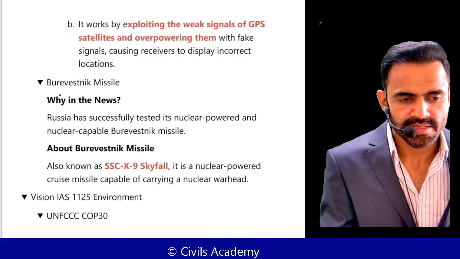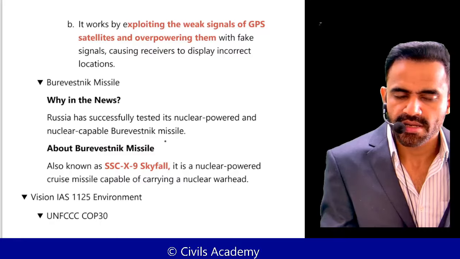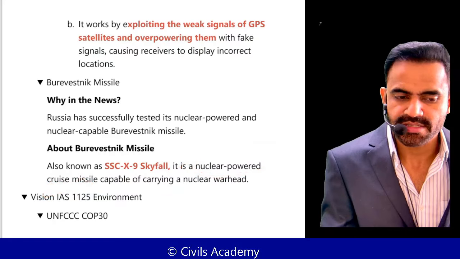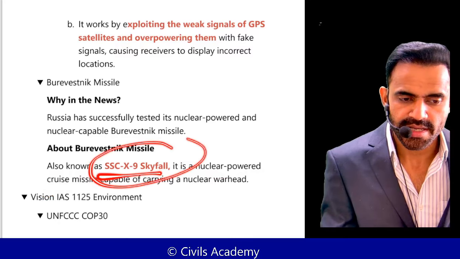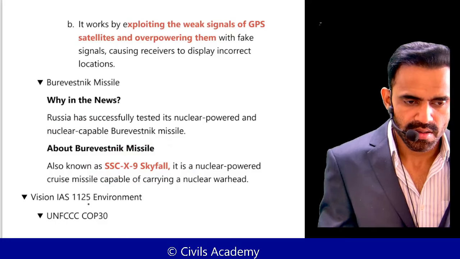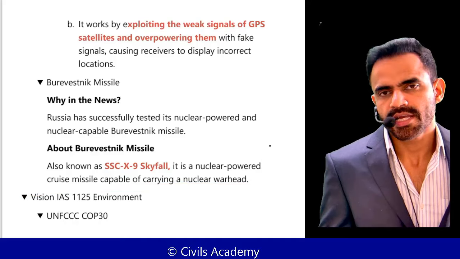Next is related to the missile by Russia, a nuclear capable missile, and it is Burevestnik. So this is a nuclear powered cruise missile, and it is also known as SSC-X-9 Skyfall. Just remember that it is from Russia. Okay. With this, the security section is over.